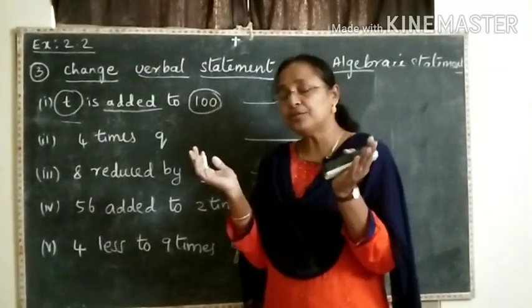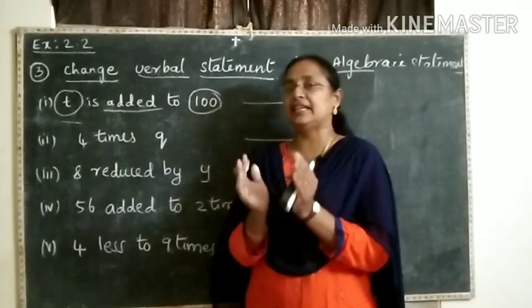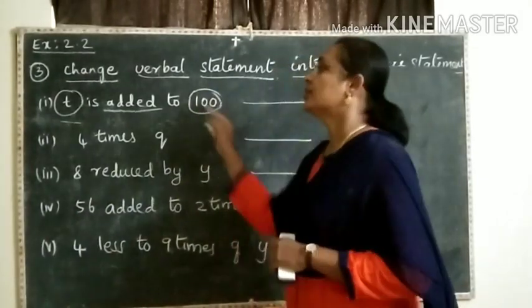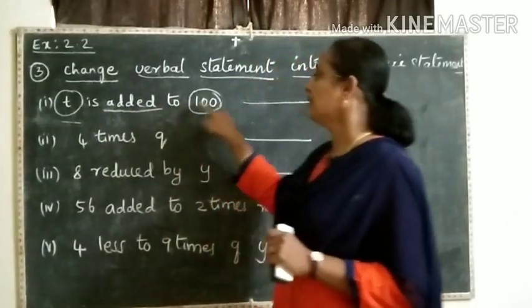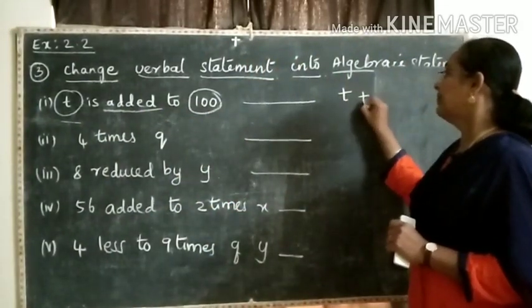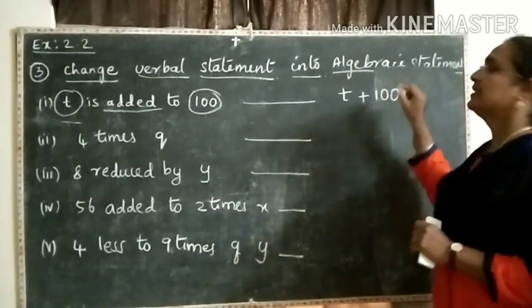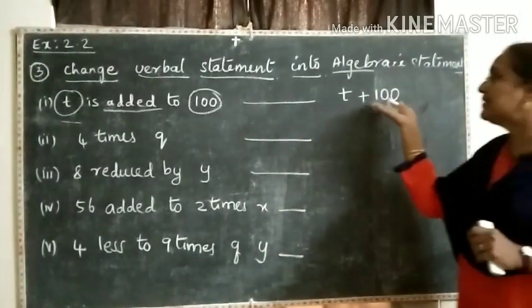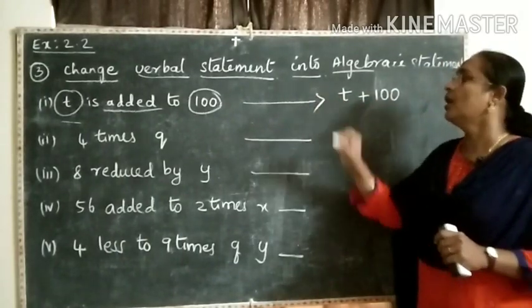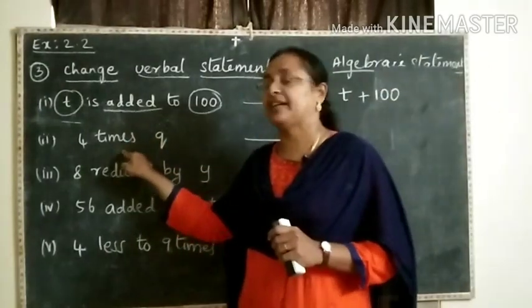Okay. Now I am going to put all these three things into a single algebraic expression. So now t is added to 100. So what will be the answer? T plus 100. Now this becomes an algebraic expression. Did you understand? Okay. Now look into the next one.